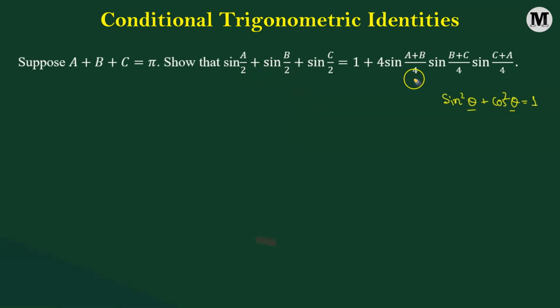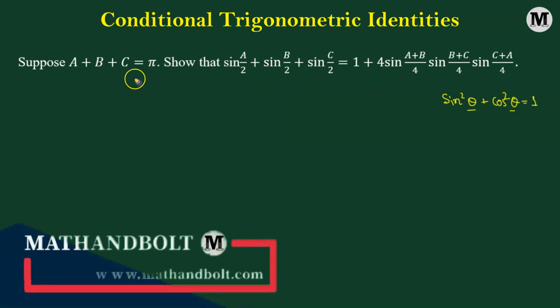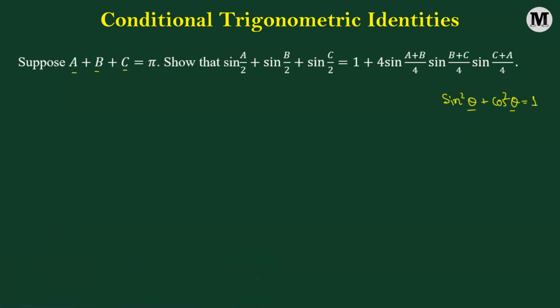However, for the above trigonometric identity to be true, it follows from the fact that we can choose only specific values of a, b and c such that their sum is pi radians. So here we will not try to find the values of a, b and c, but we will try to prove that the given identity is a true statement. So here we'll start from the left hand side.